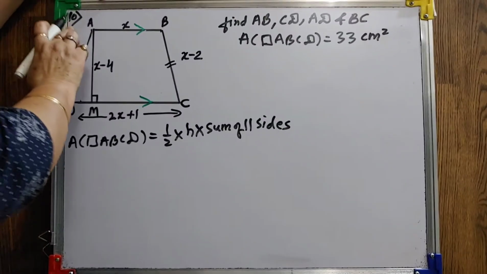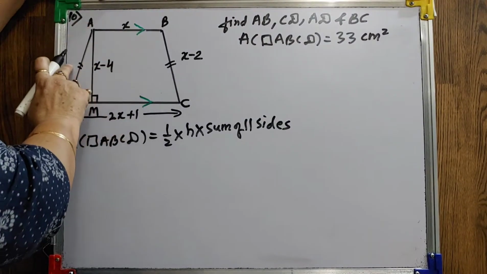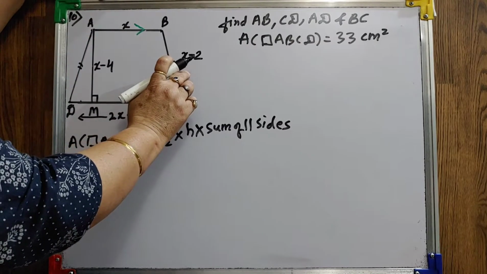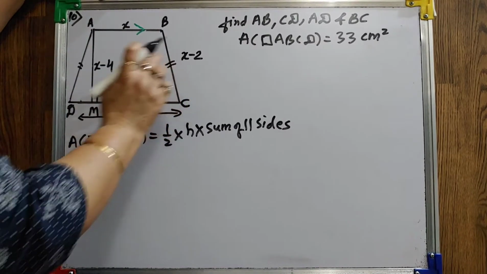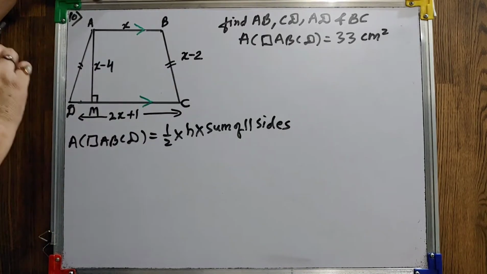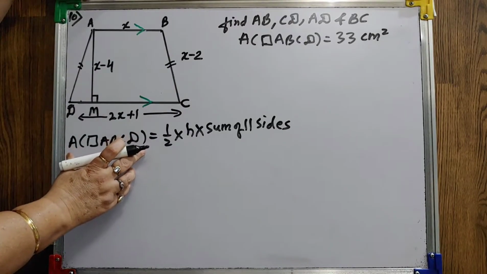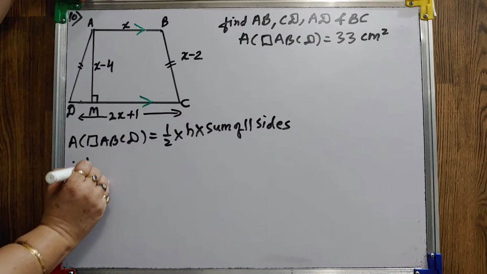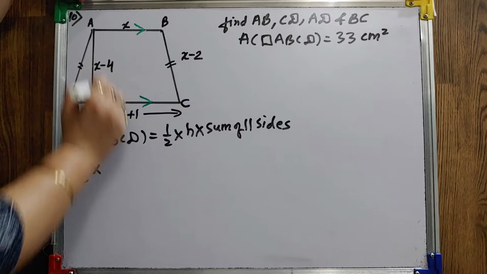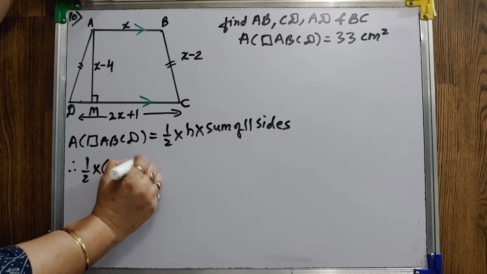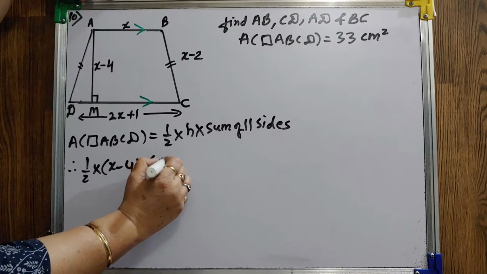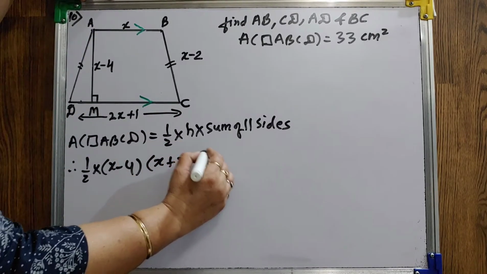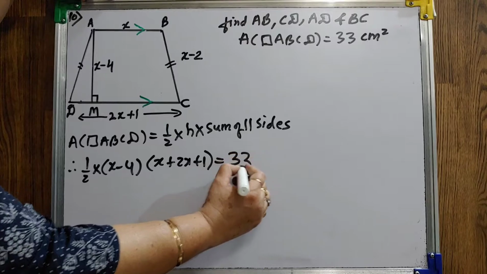Now students, this is the last one. Non-parallel sides: this pair is parallel. These are non-parallel sides. When non-parallel sides are equal, it is an isosceles trapezium. Now the formula for area of a trapezium is half into height into sum of parallel sides. Now half into height is x − 4. One of the parallel sides is x, the other is 2x + 1, equals 33.